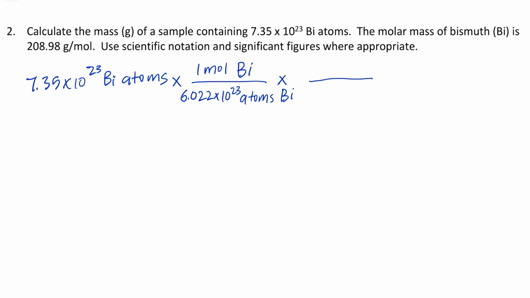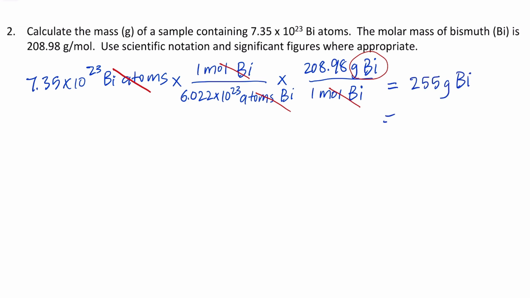And then we're going to use another conversion factor, our molar mass, to convert this to grams. So we have 1 mole of Bi, and that is 208.98 grams of Bi. Now that our atoms of Bi cancel out and then moles cancel out, we're left with grams of Bi. Once you do this operation on your calculator, you should get 255 grams of Bi, which is 2.55 times 10 to the 2nd grams of Bi.